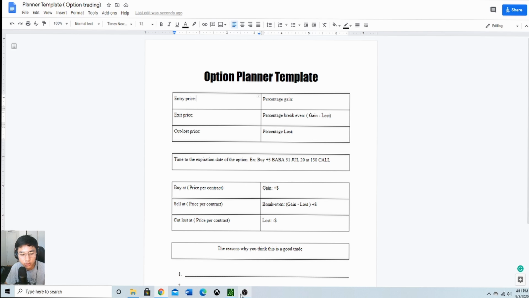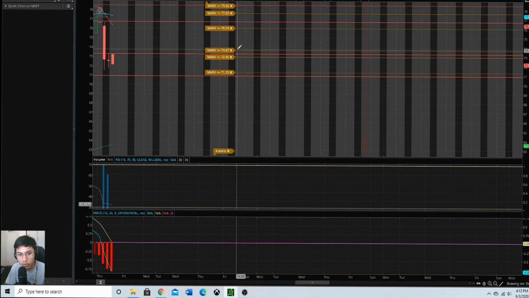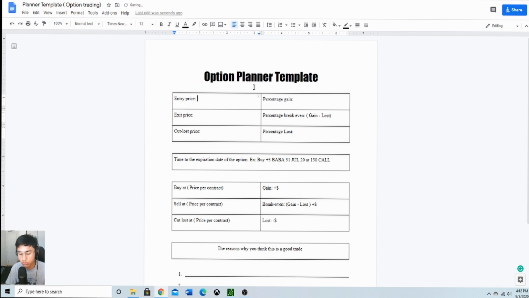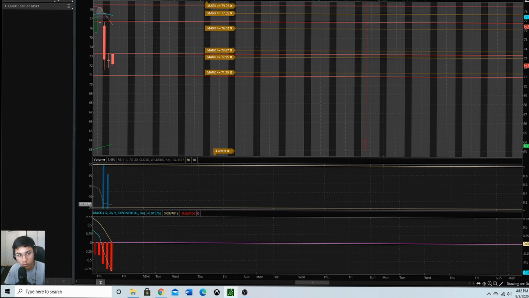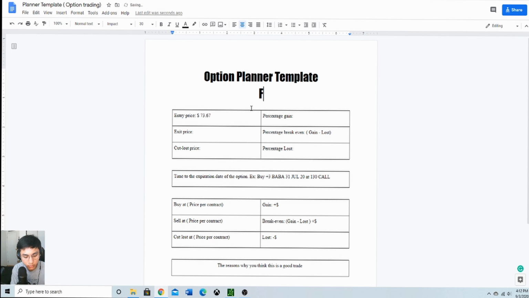Okay, so first, the entry price. What is the entry price? It is 73.67. Okay, and that's the price that we're going to get in. And remember to put the name below here, which is what stock, what ticker or company you are going to buy or sell, which is FSLR. That is the company that we're going to buy.